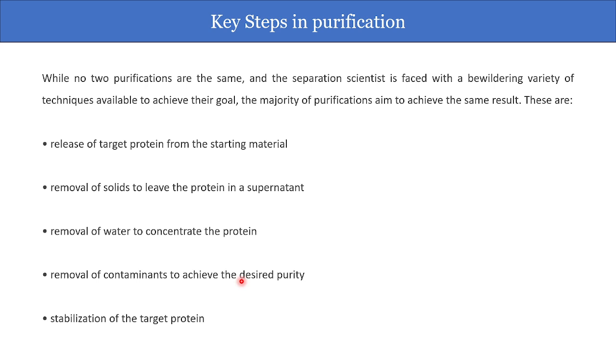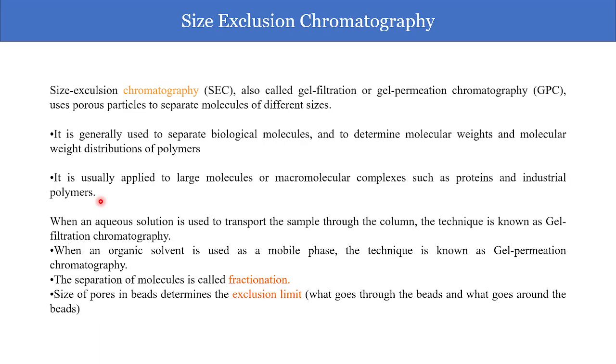So, the release of the target protein from the starting material, followed by the removal of the solids, then you have to remove the water and contaminants, and you have to stabilize the target protein. Okay, so this is not very important. Let's first start with a few of the chromatographic techniques that we use for the separation of mainly proteins.